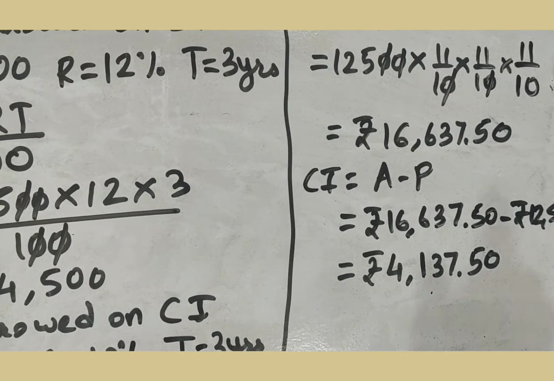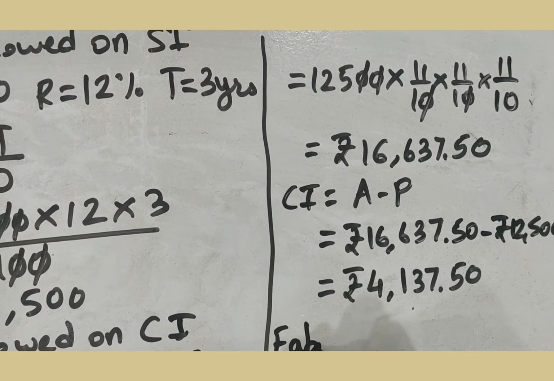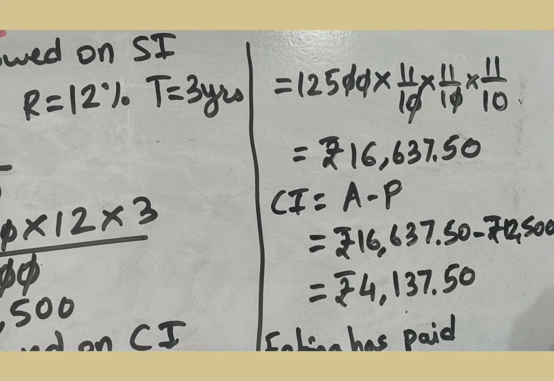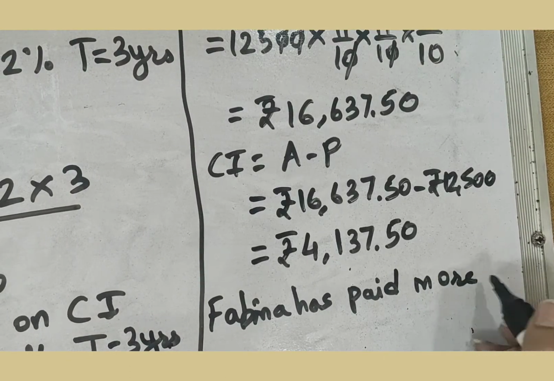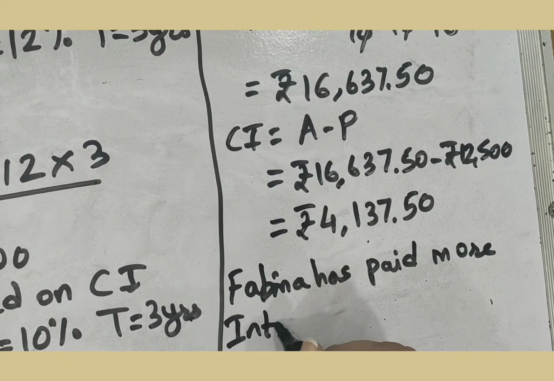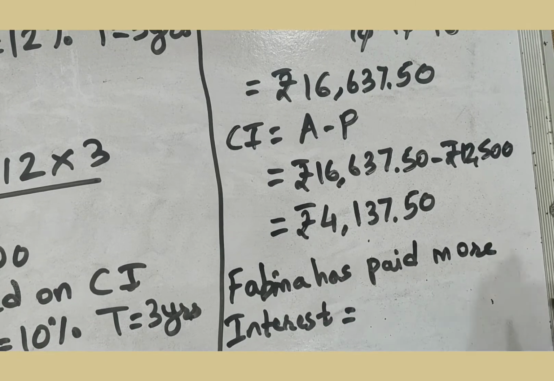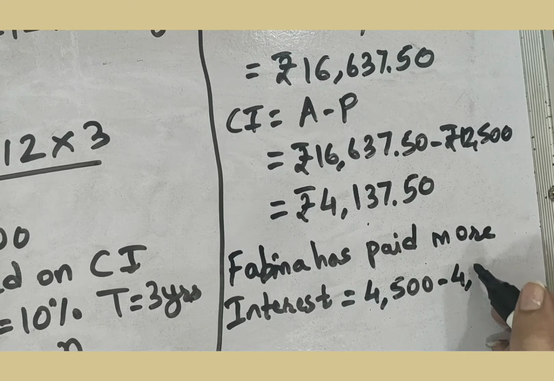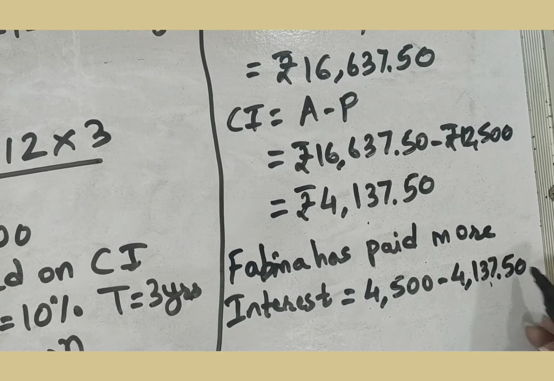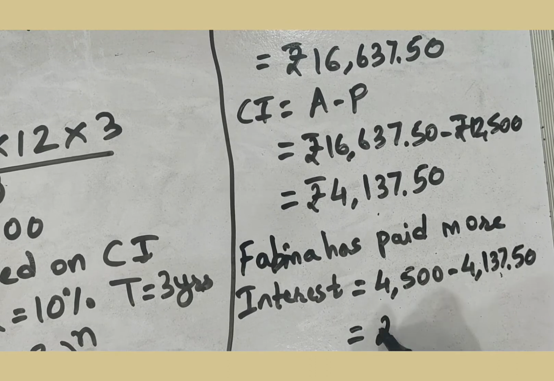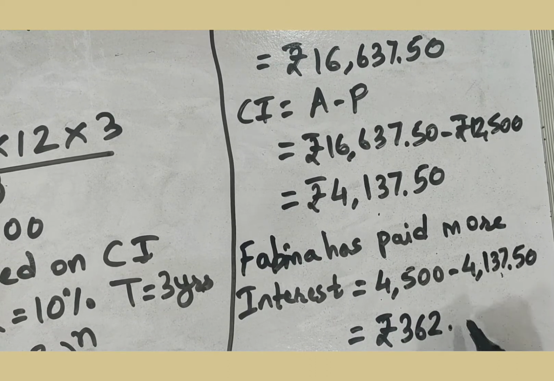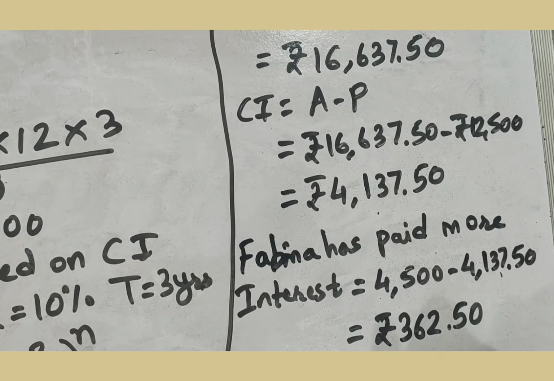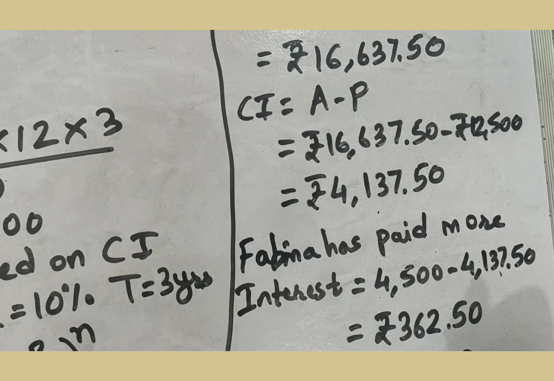Now how much Fabina has paid more? So that I can calculate. Fabina has paid more interest, and how much? So it will be equal to 4,500 minus 4,137.50. So if I subtract, I will get 362.50. This much more interest Fabina will pay. And don't forget to write your final statement.